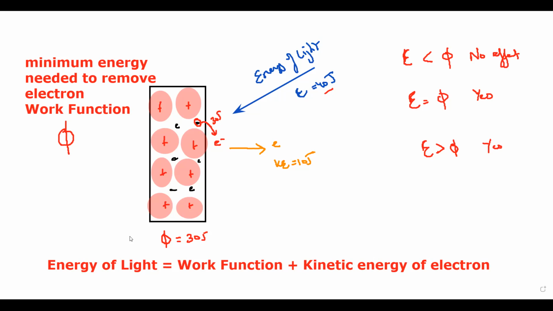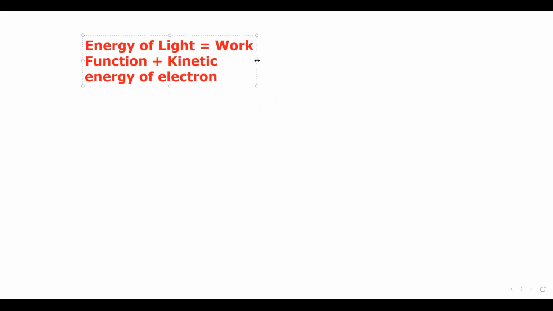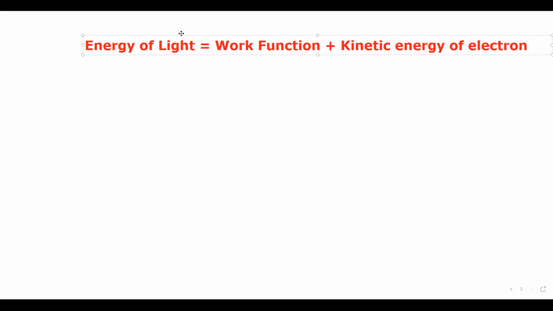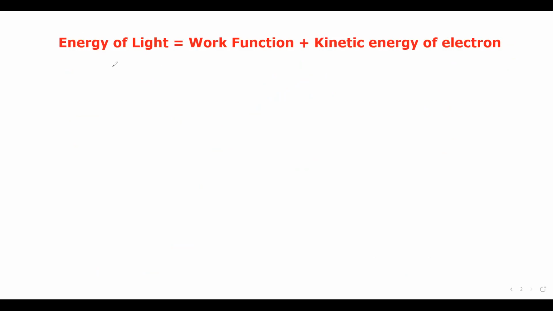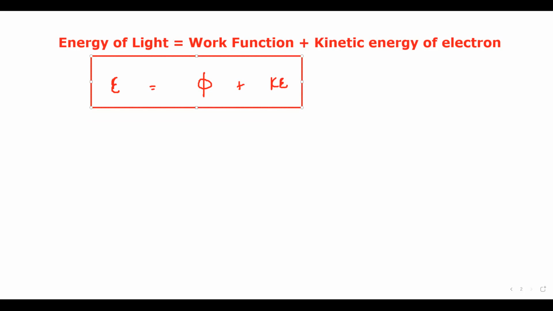So this energy of the light is equal to the work function plus kinetic energy. This is known as the Einstein photoelectric equation. The energy of the incident light is given by E, the work function is denoted by phi, and the kinetic energy is KE or half mv squared. This equation we call the Einstein photoelectric equation.